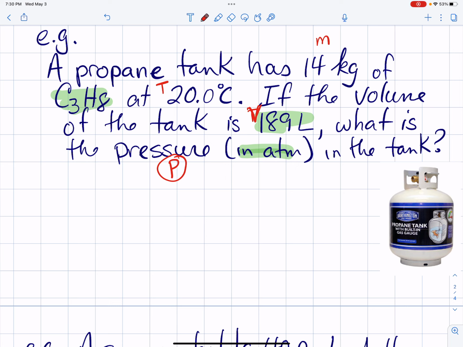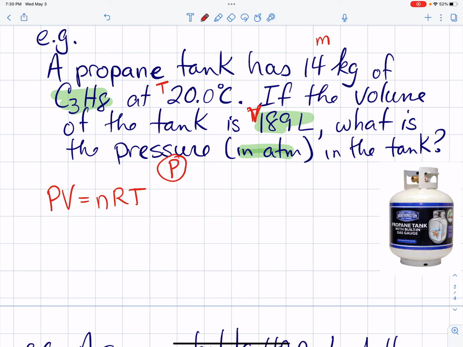All right, so in this problem, notice there are no changing conditions. There's no initial temperature and a new temperature. There's no initial pressure and a new pressure. There's just one of each. That's the clue to use the ideal gas law. So P times V is equal to nRT.